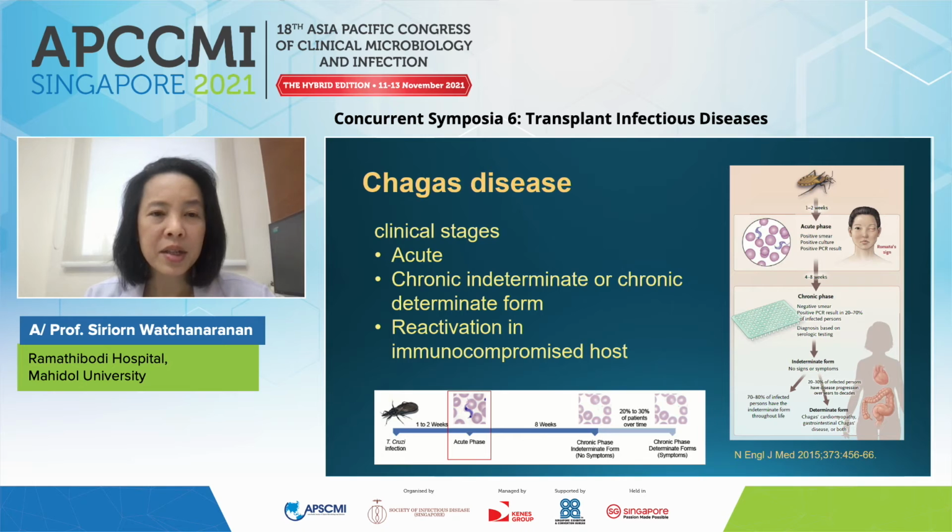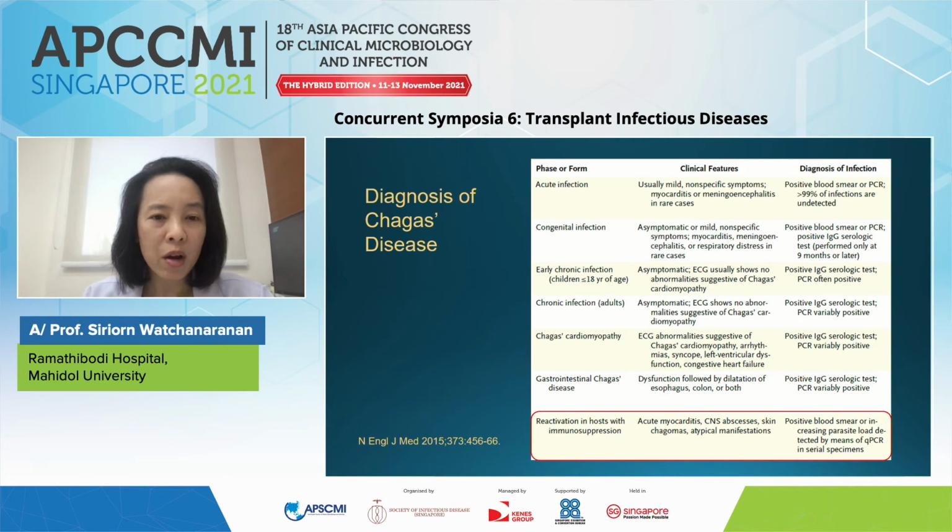This is Chagas disease. There are 3 clinical stages: acute, chronic indeterminate, or chronic determinate form, or reactivation in the immunocompromised host. Chronic indeterminate means chronic asymptomatic infection. The chronic determinate form is chronic symptomatic infection. Next slide, please. For reactivation of infection in the immunocompromised, you can see myocarditis, CNS involvement, and the patient can be really sick. Diagnosis can be made from PCR of the blood as well as smear from the blood. Next slide, please.